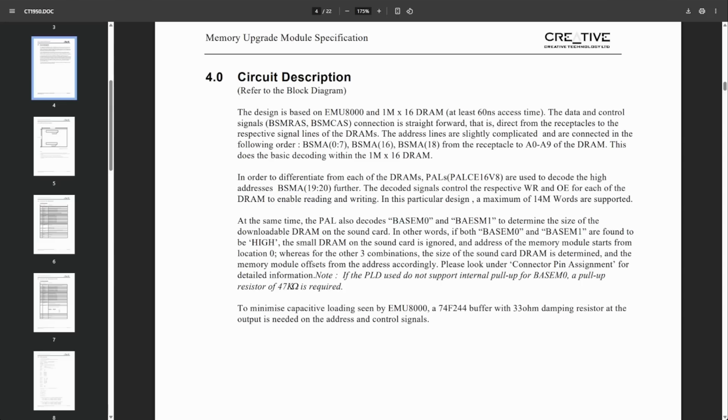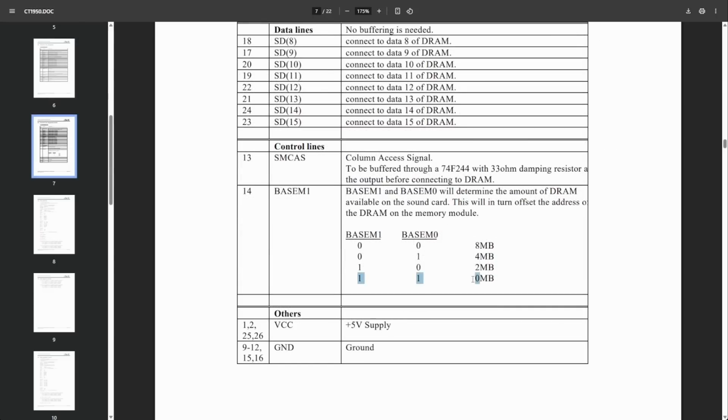And if I'm not mistaken, for the AWE64 Value, both of these signals will be high, meaning there is 0 megabytes onboard memory available, and that is why on the AWE64 Value, the onboard memory will be disabled when you add a memory board. I guess the 512 kilobytes don't make that much of a difference.